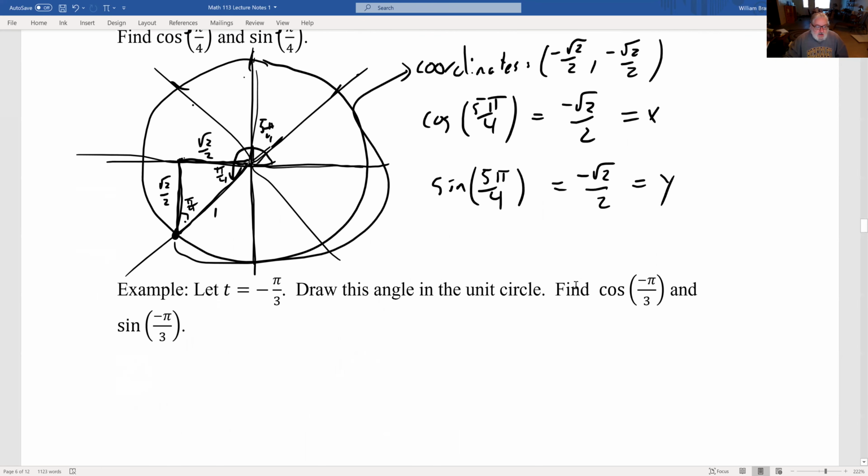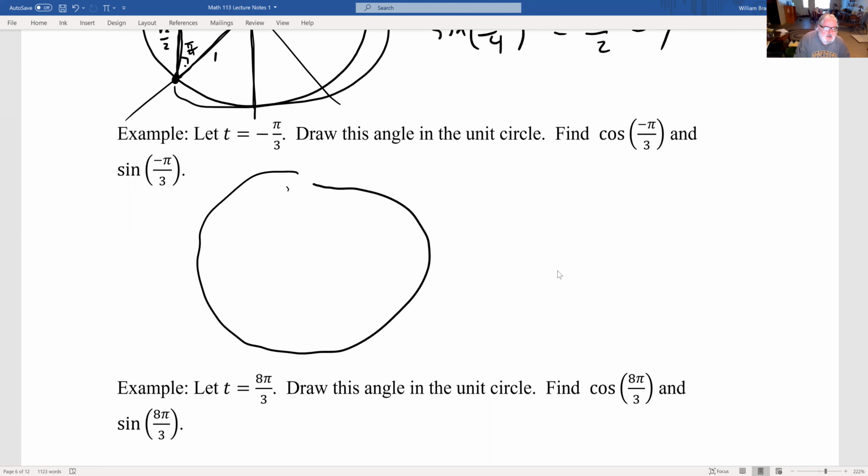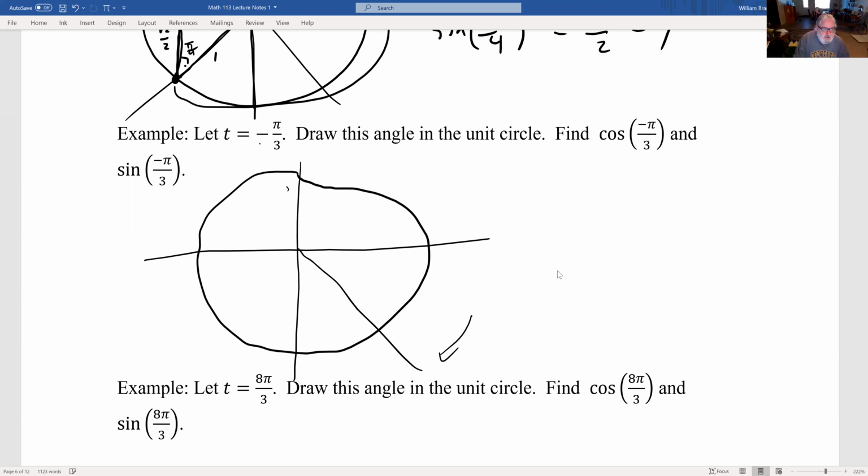Okay. t equals minus pi over 3. Draw this angle in the unit circle and find cosine of minus pi over 3 and sine of minus pi over 3. So here we're going to end up using the 30, 60, 90 triangle. How do we draw that angle? Well, we're going clockwise because it's negative. So I want 3 angles in the bottom. 1, 2, and then 3. And we want just 1 minus pi over 3. So this angle is minus pi over 3.